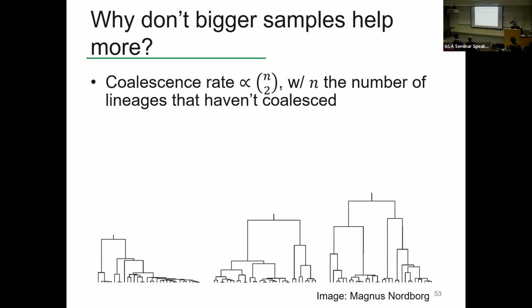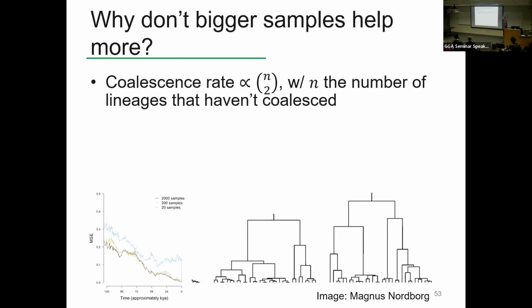This is what actual coalescence trees look like. You can see here that we start with a lot of haplotypes, and very quickly you're down to a much smaller sample. This figure's a little faint, pardon me.